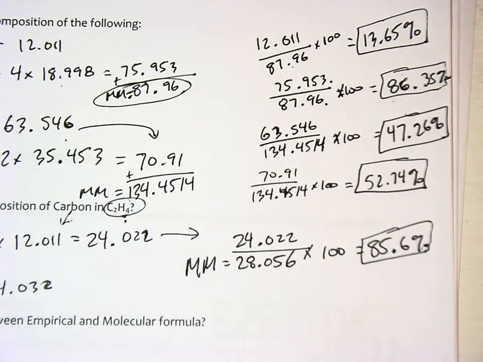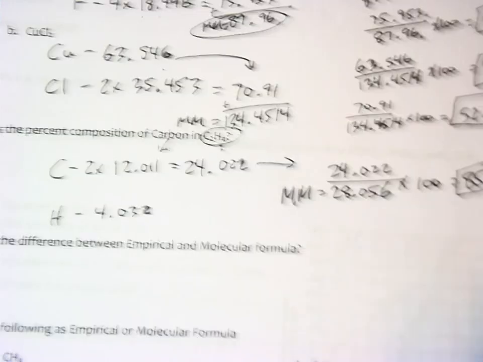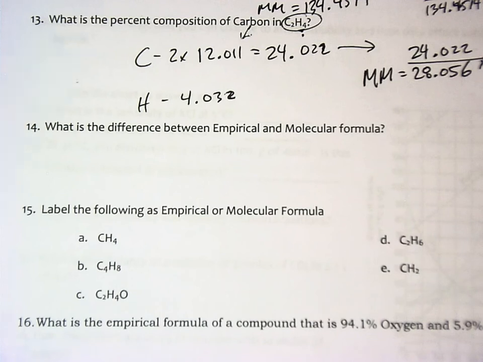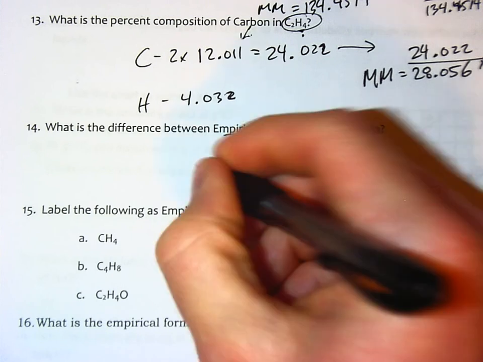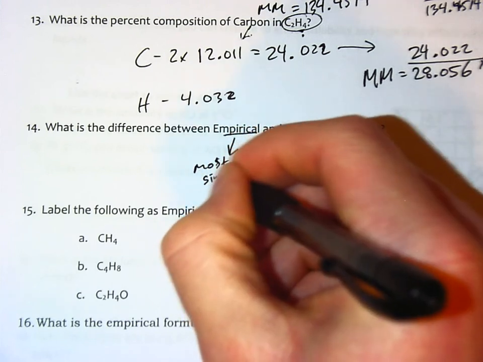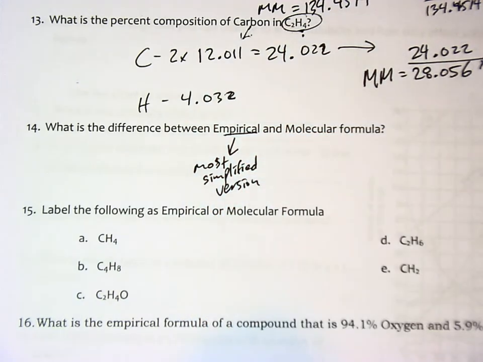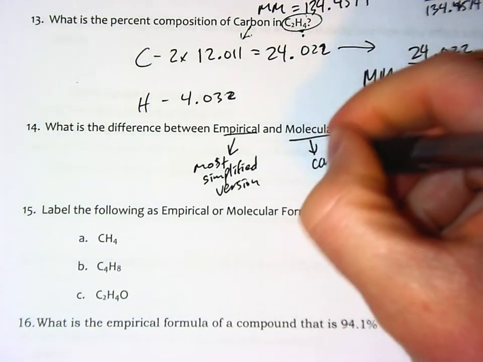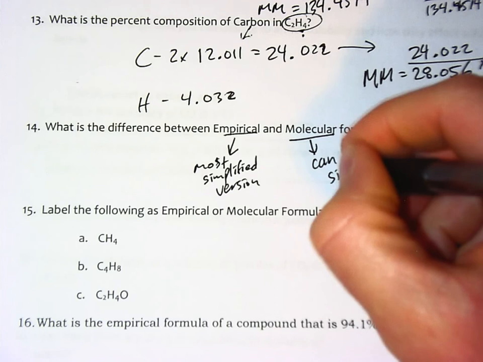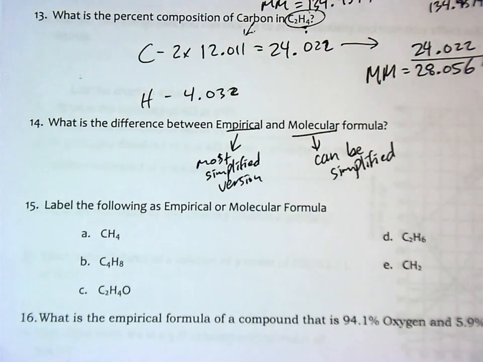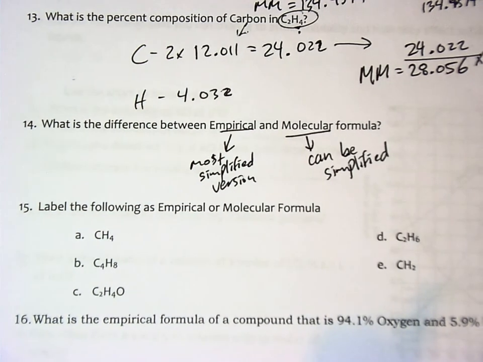All right. So now, what is the difference between empirical and molecular formulas? Well, an empirical formula is the most simplified version of a formula. A molecular formula is one that can be simplified. Okay, so that makes a little bit more sense when we look at question 15.